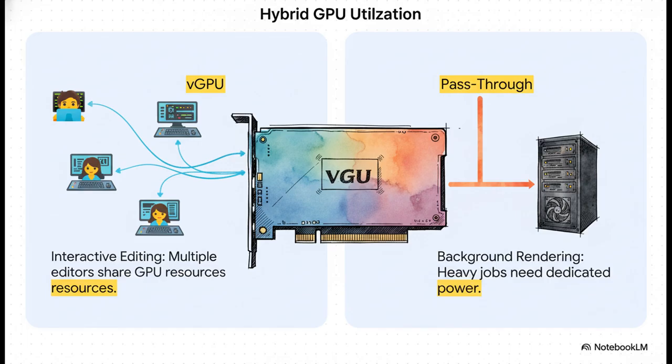You can use vGPU technology to let a bunch of editors share one physical GPU for their day-to-day interactive work. That's super efficient. But when it's time for that final, massive render, you give that job its own dedicated pass-through GPU, so it gets all the power it needs without slowing anyone else down.